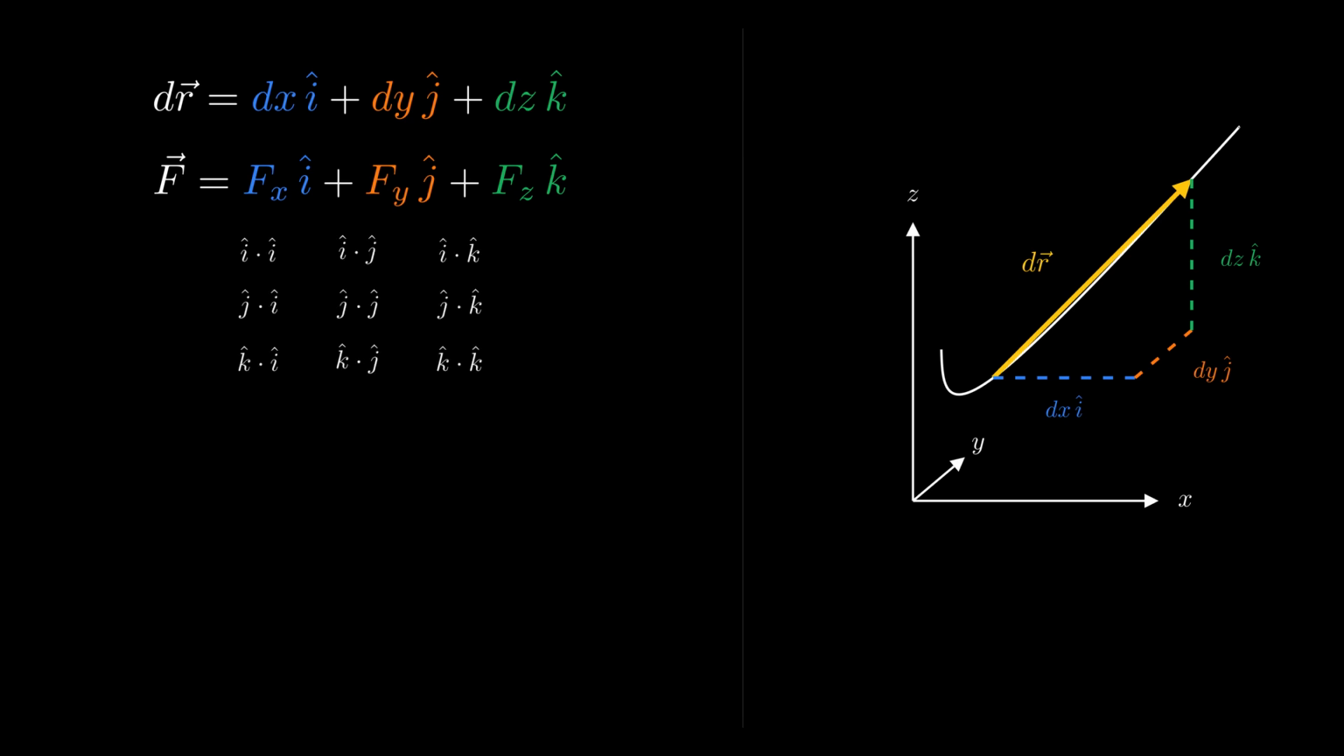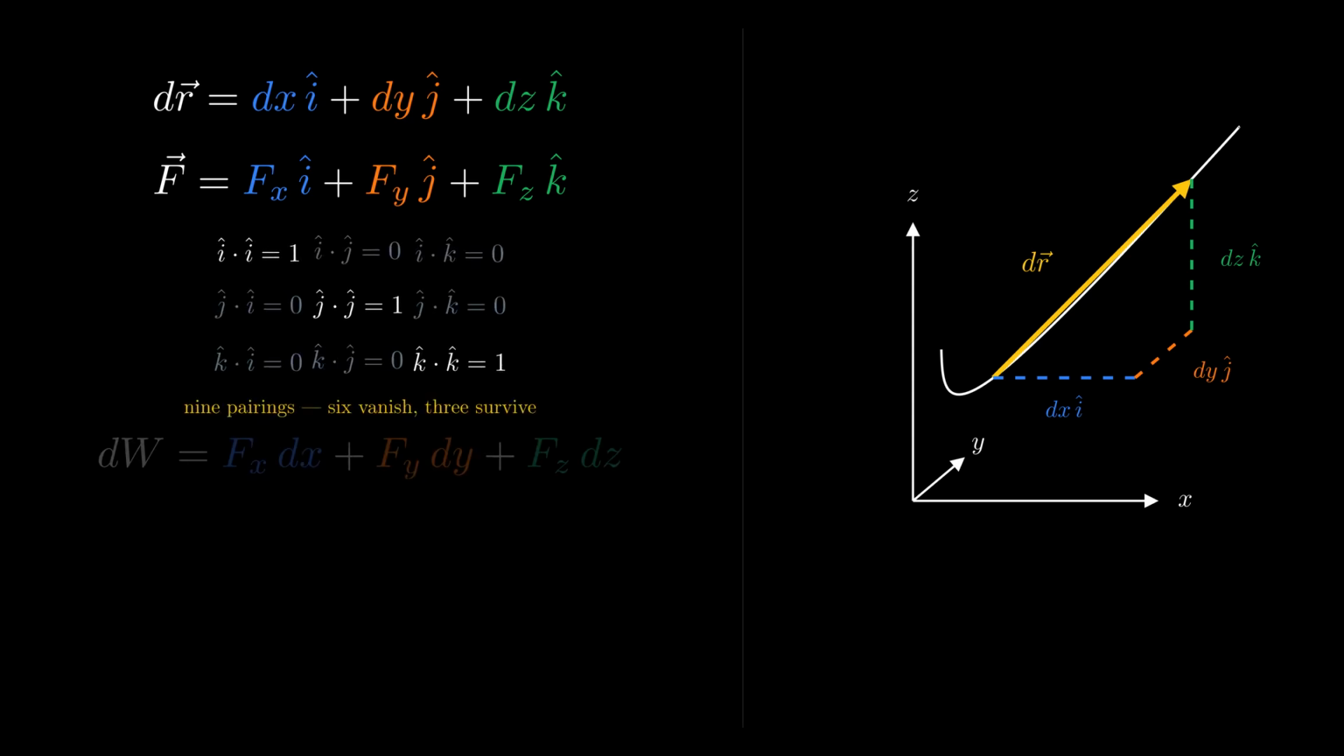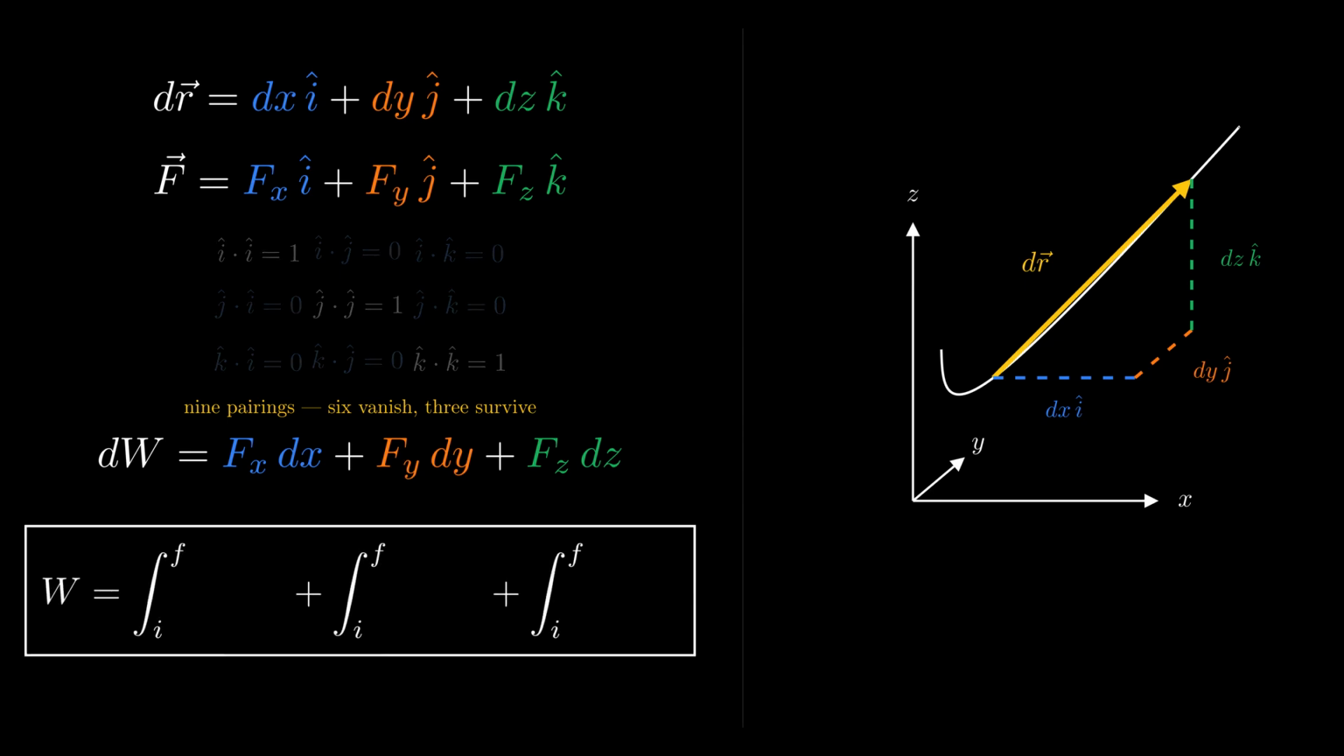Now dot the two expansions. Matching unit vectors multiply to 1, and mixed pairs multiply to 0. The orthonormal rules from the scalar product video. So 9 possible terms collapse to 3. dW equals F sub x dx plus F sub y dy plus F sub z dz. Each component of the force does work only along its own direction.